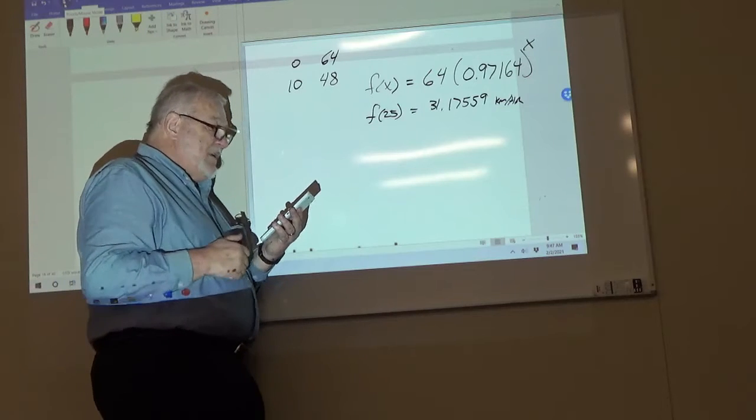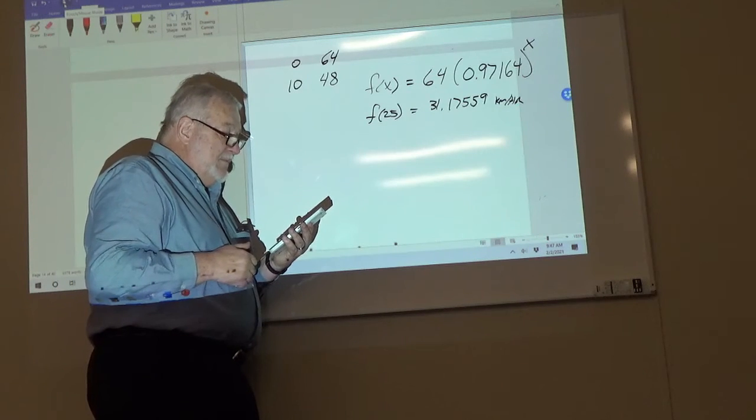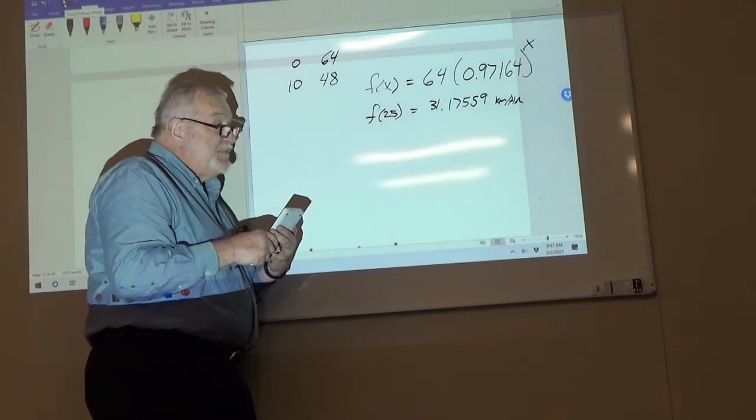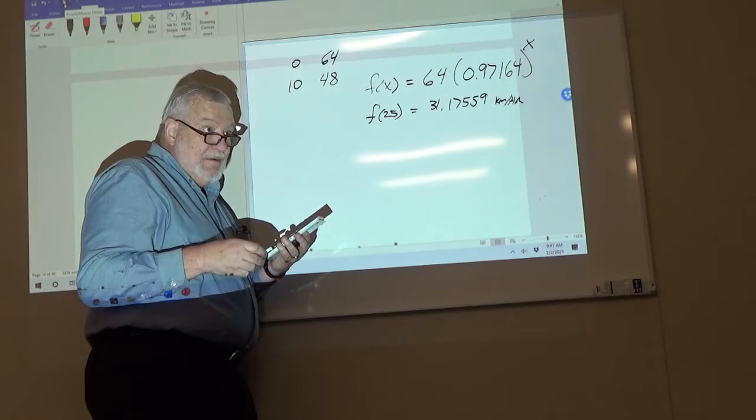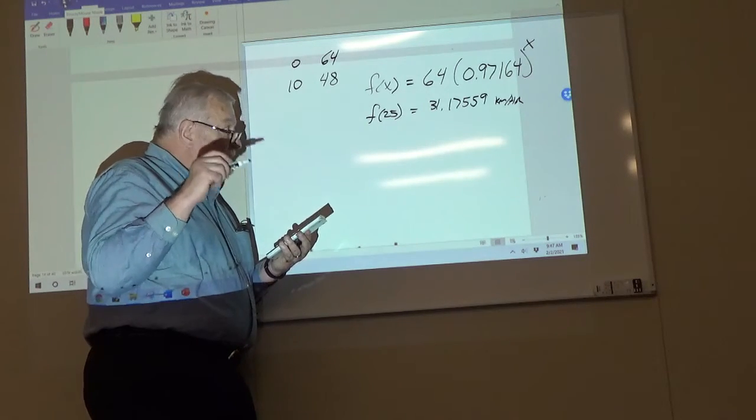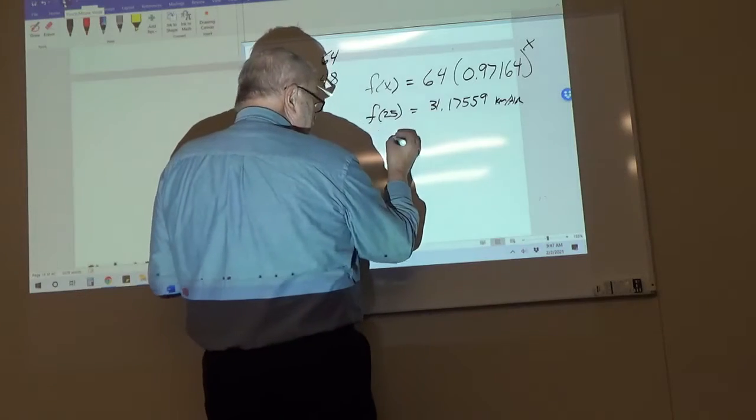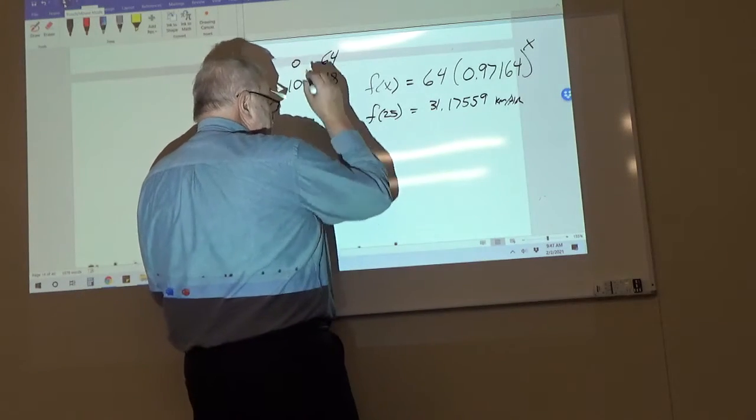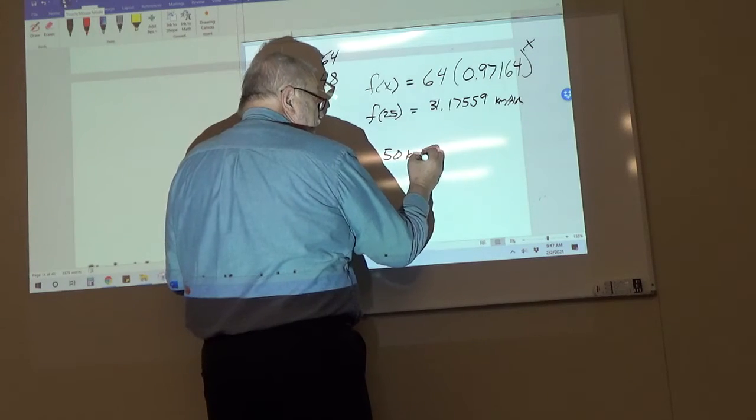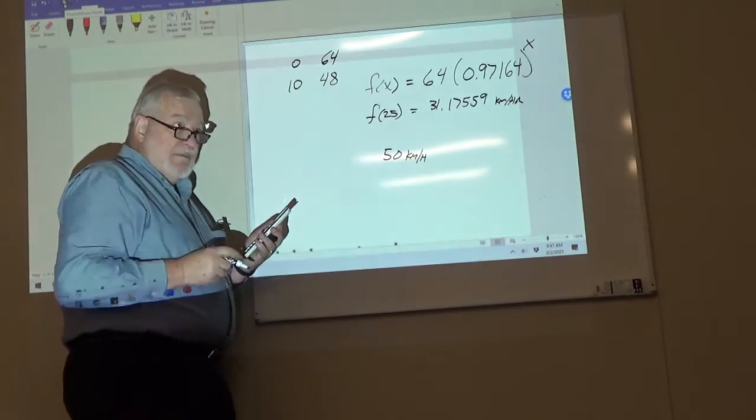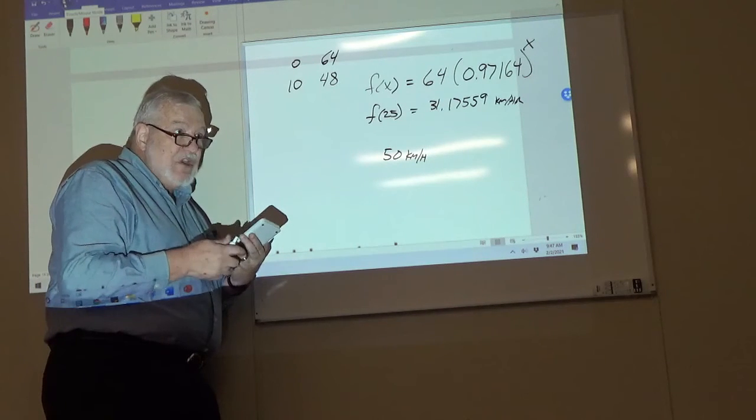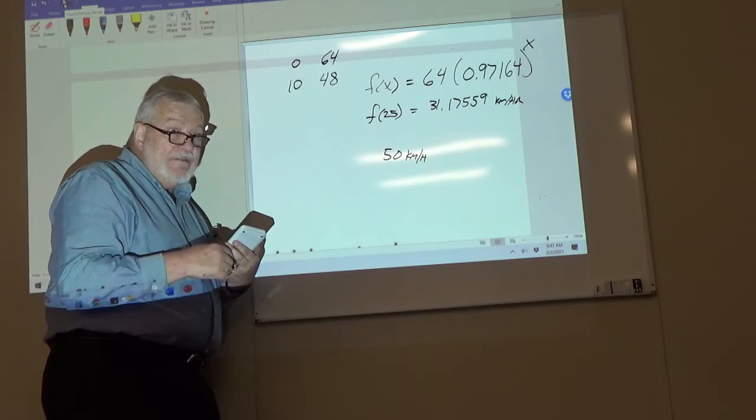Okay, now, here's the second question. At what speed, or how many seconds will it be for him to be, because he started at 64 kilometers per hour, to be at 50 kilometers per hour? All right, in this case, you want a y of 50.